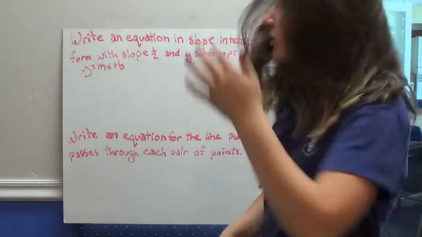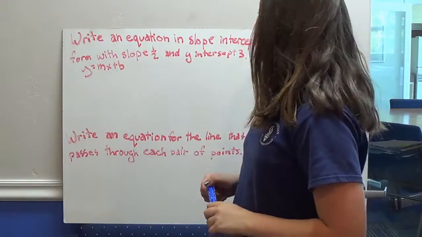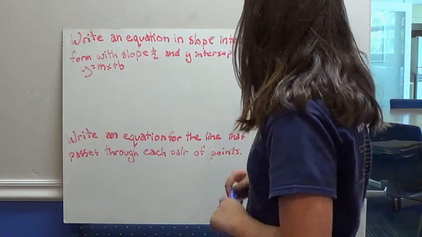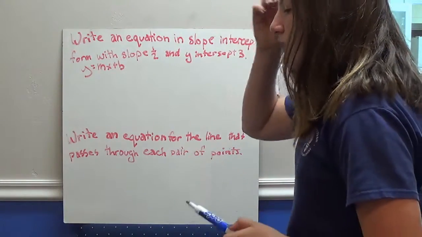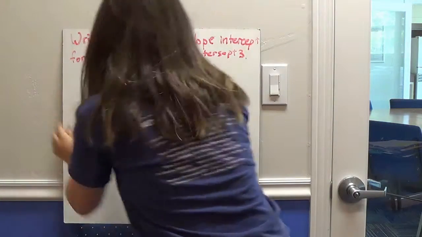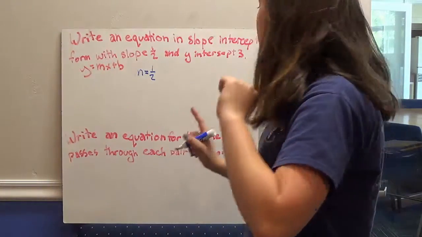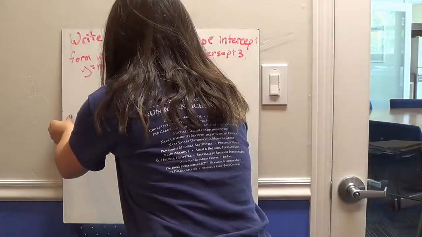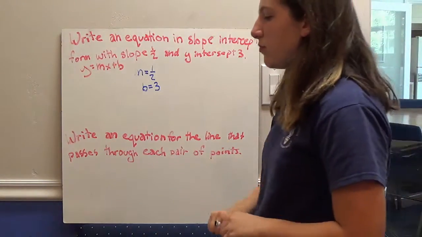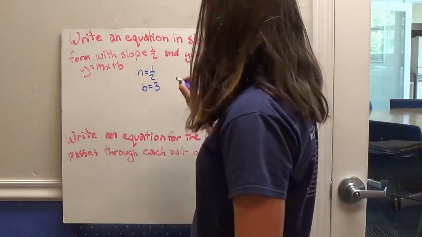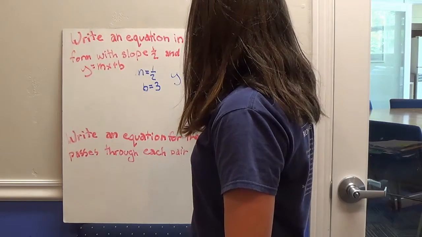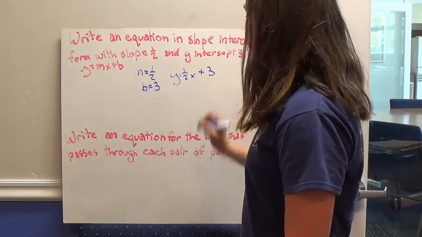Now that we're done with the first section, we can go on to the second. So it goes, write an equation in slope-intercept form with slope 1/2 and y-intercept at 3. So y equals mx plus b. So what you're going to do is m equals 1/2, because slope, and then b equals 3. Alright, so now that we know that, we can just plug it into the equation. y equals 1/2 x plus 3. And that's really all there is to it for that one.